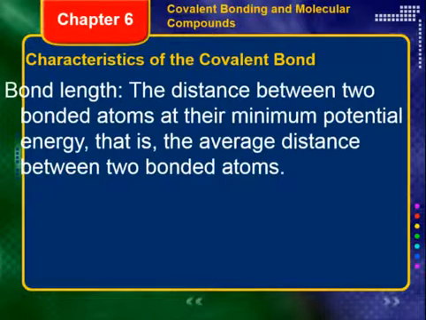Let's look at a couple of characteristics of covalent bonds. The first one that we want to look at is bond length. Bond length is the distance between two bonded atoms at their minimum potential energy. That is the average distance between two bonded atoms. And we have to remember why atoms are bonding in the first place. They're bonding to become more stable. They're bonding to create a lower energy situation. They're trying to be lower in energy. And so the lowest energy state that you can find is going to be the most supported form in nature. The lowest energy version of whatever you're looking at is going to be the version that nature supports.